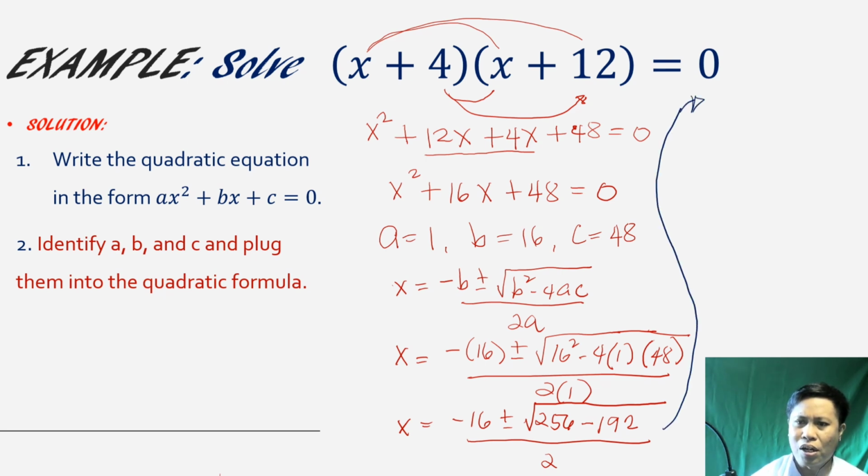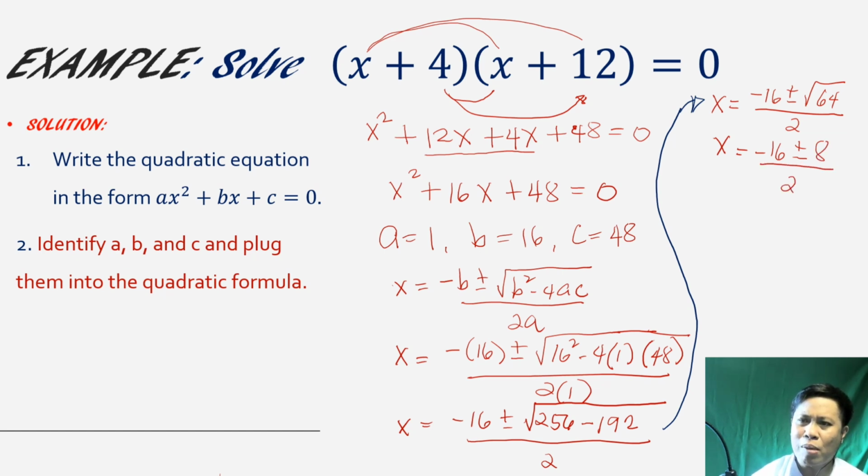Okay. So we have now x is equal to negative 16 plus and minus square root of 256 minus 192 is 64. So 64 all over 2. So x now is equal to negative 16 plus and minus the square root of 64 is 8 all over 2.